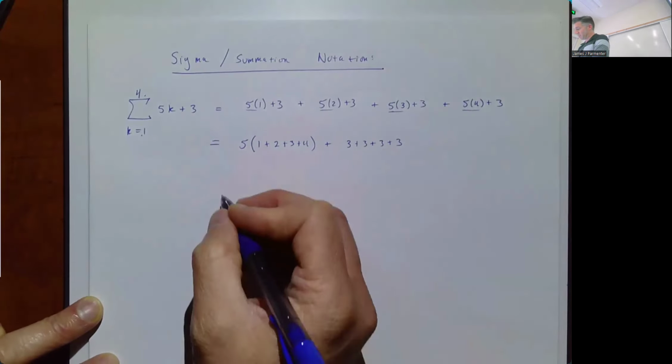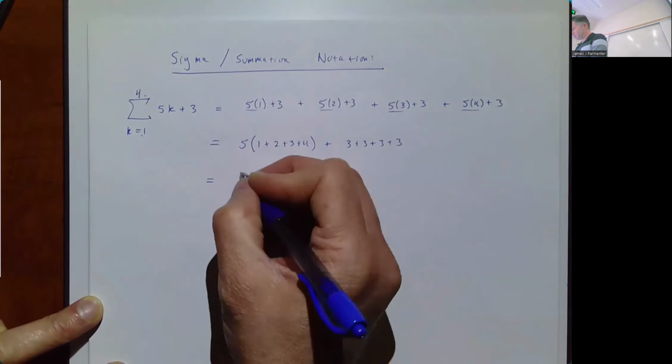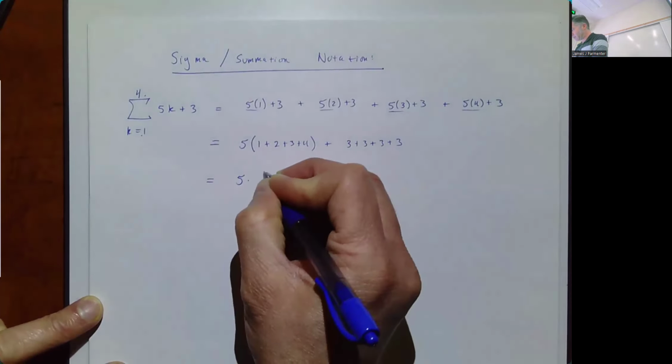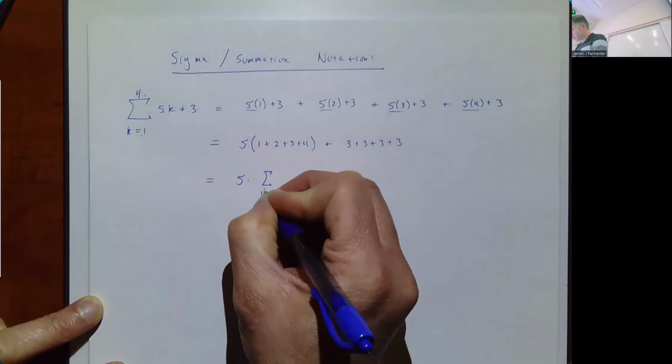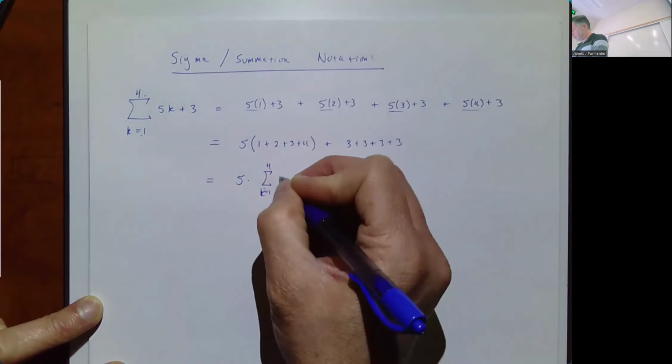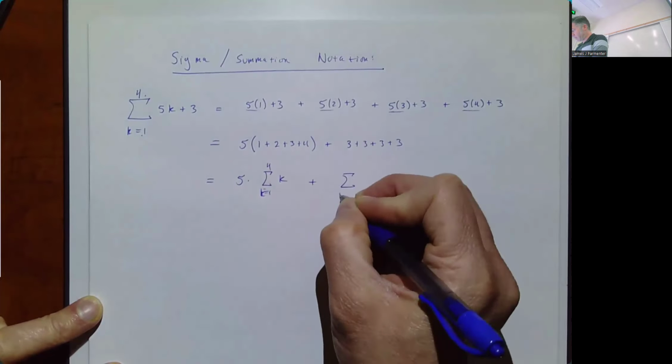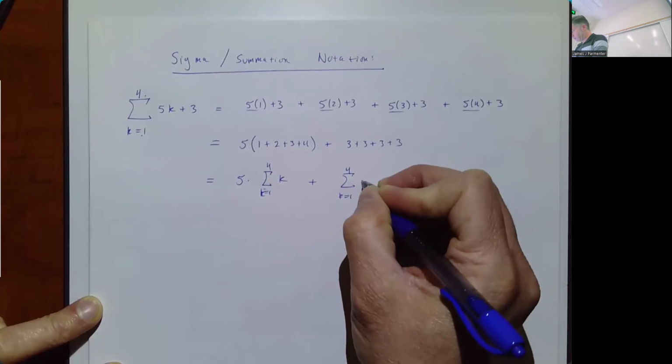And what I want you to see is this can be re-expressed as 2 different summations. I can write this as 5 times the sum from k equals 1 to 4 of k, plus the sum from k equals 1 to 4 of 3.